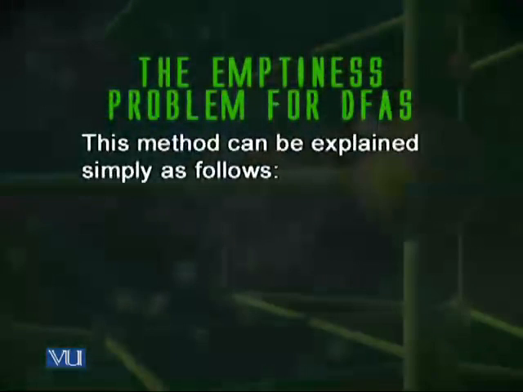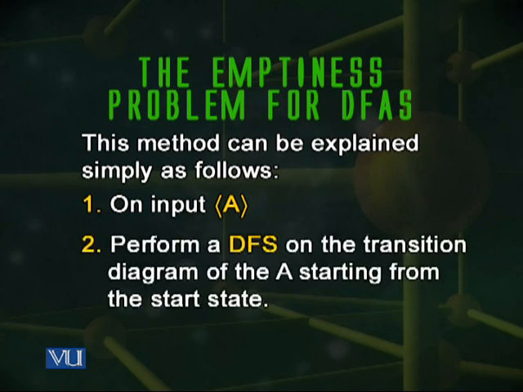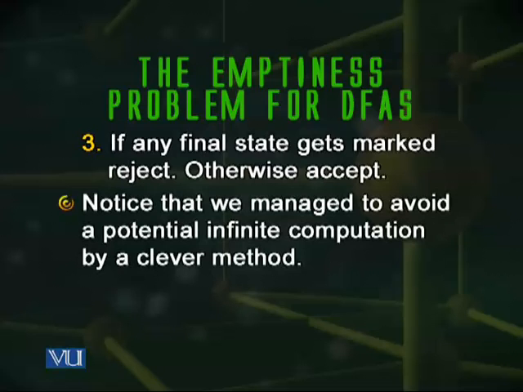Here is a more familiar way to solve this problem. This method can be explained simply as follows. On the input, which is an encoding of a DFA, we perform a depth first search or a breadth first search on the transition diagram of A starting from the start state. If the final state gets marked, we reject the input, otherwise we accept. Notice that we have managed to avoid a potential infinite computation by a clever method.